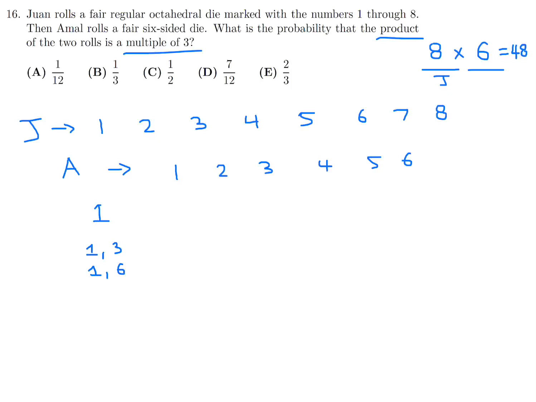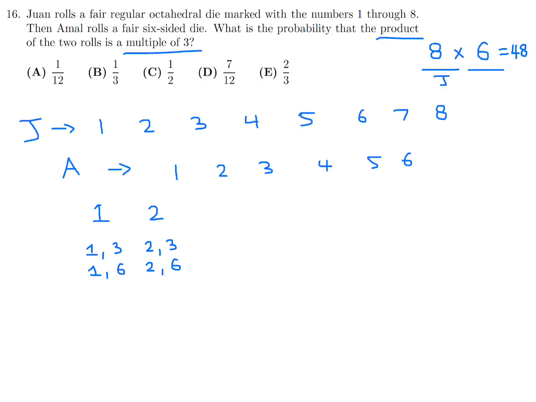All right? So very, very similarly, I'll do all the other ones. If Juan rolls a 2, how do you get a multiple of 3 as a product? For Amal, he would have to roll a 3. If Juan rolls a 2, Amal can also get a combination with 6 to get a multiple of 3.